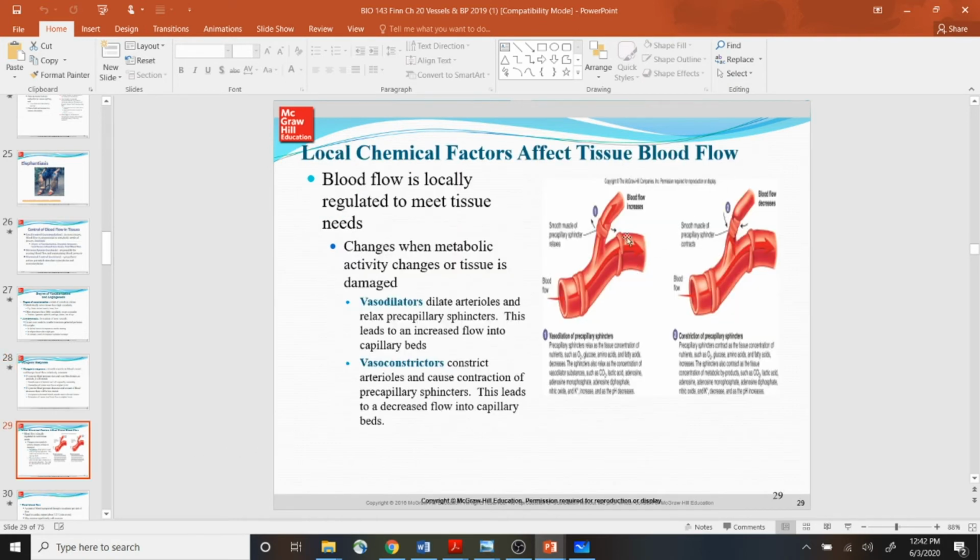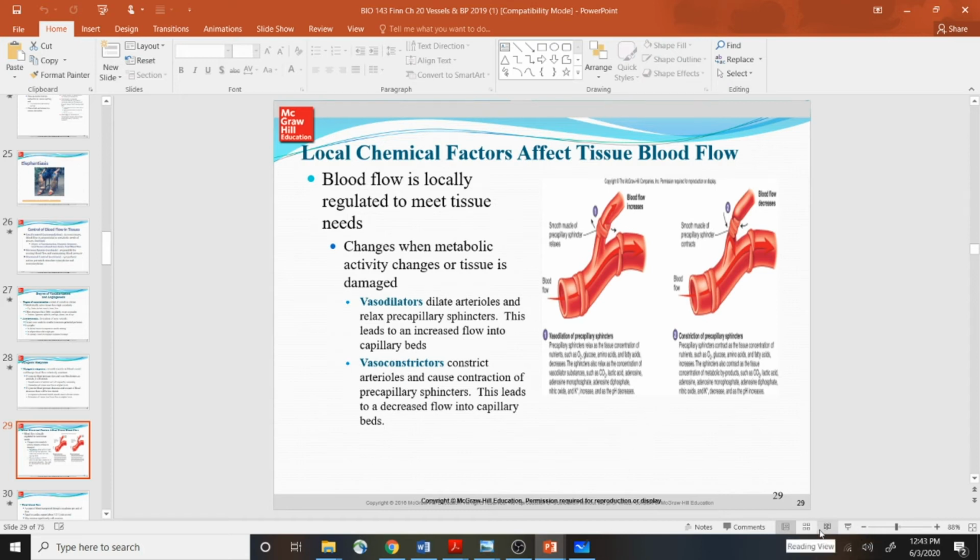And we do that with those sphincters that we talked about. So you can see this is coming into a capillary bed. There are those precapillary sphincters. They can react to simple changes in blood flow, like oxygen and carbon dioxide. For example, you can see in this figure that vasodilation of precapillary sphincters will occur when they sense the tissue concentrations of nutrients such as oxygen, glucose, amino acids, and fatty acids drop.